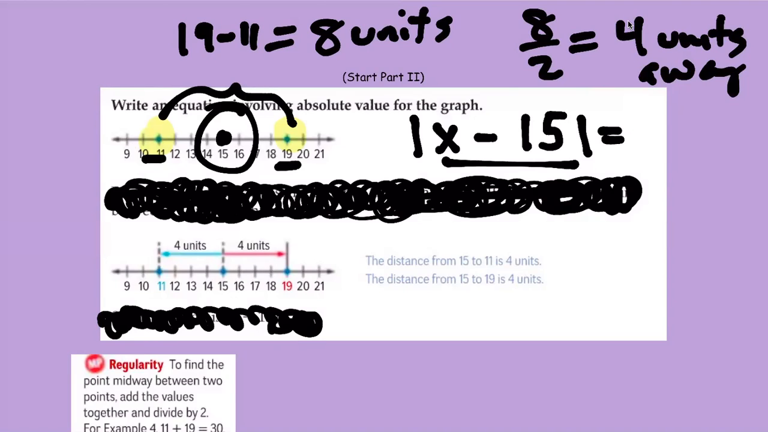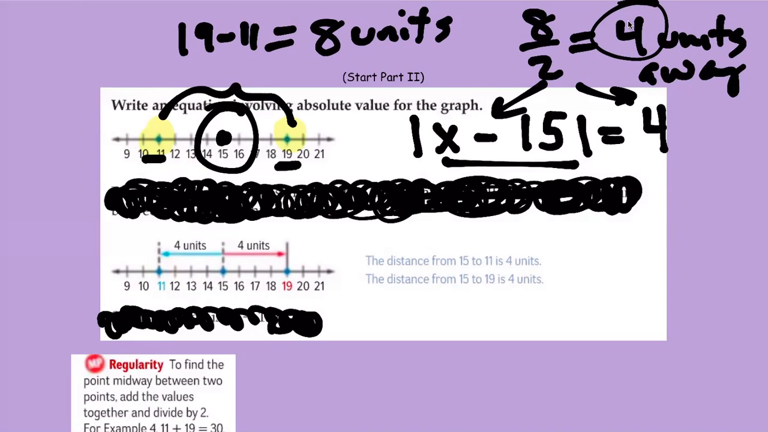And then the answer on your right is the actual number of what that distance away is. And I know that is 4, because we figured that out. So it's kind of like the formula to figure it out, and then what the answer is. So you have x minus 15 equals 4. And the last thing you do is check it, by putting in the two endpoints.